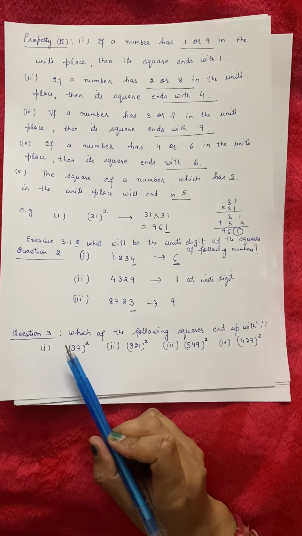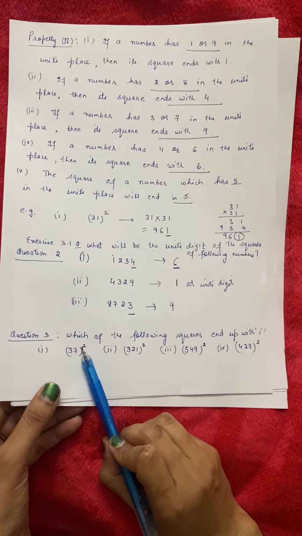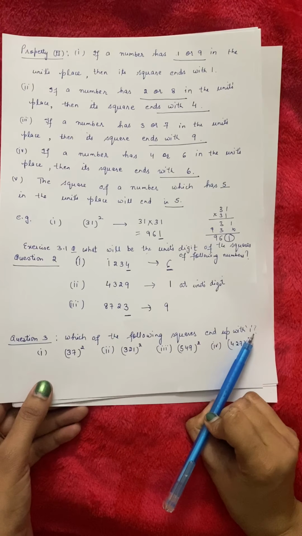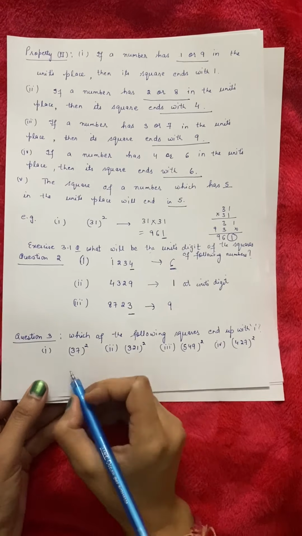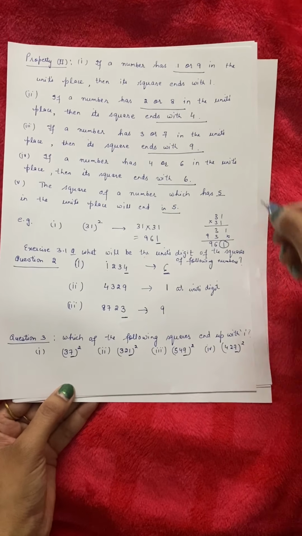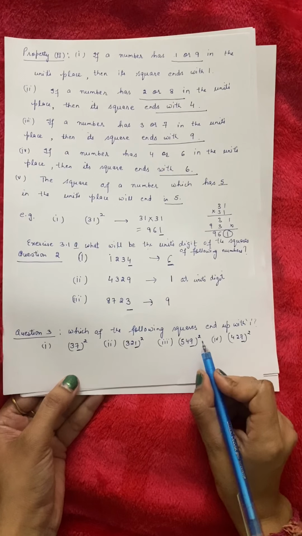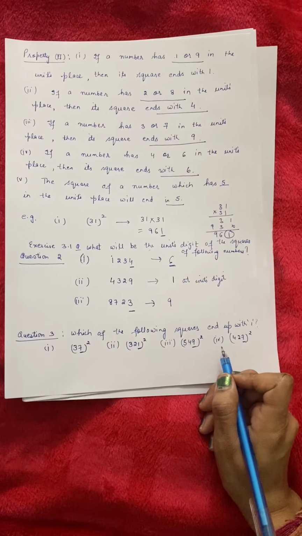Now question number 3, based on this, we just need to tell which of the following squares end with 1. So students, just try these questions, try to find out the digit at the units place, and according to the rules which we have discussed, try to find out which of the following are numbers whose squares end with 1.